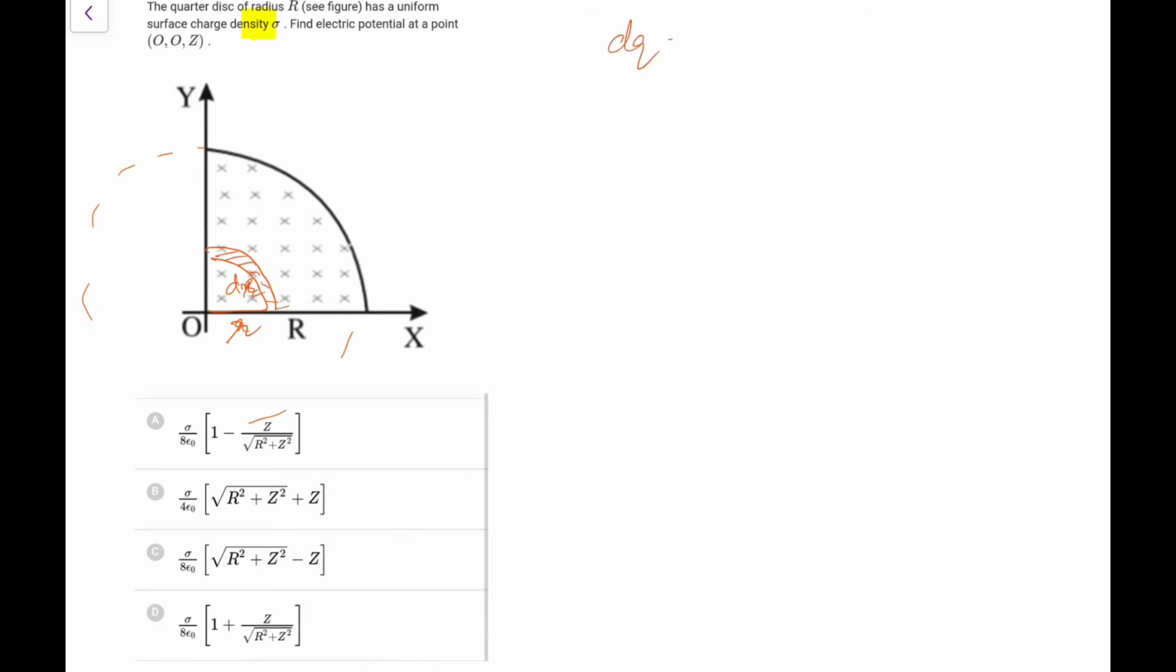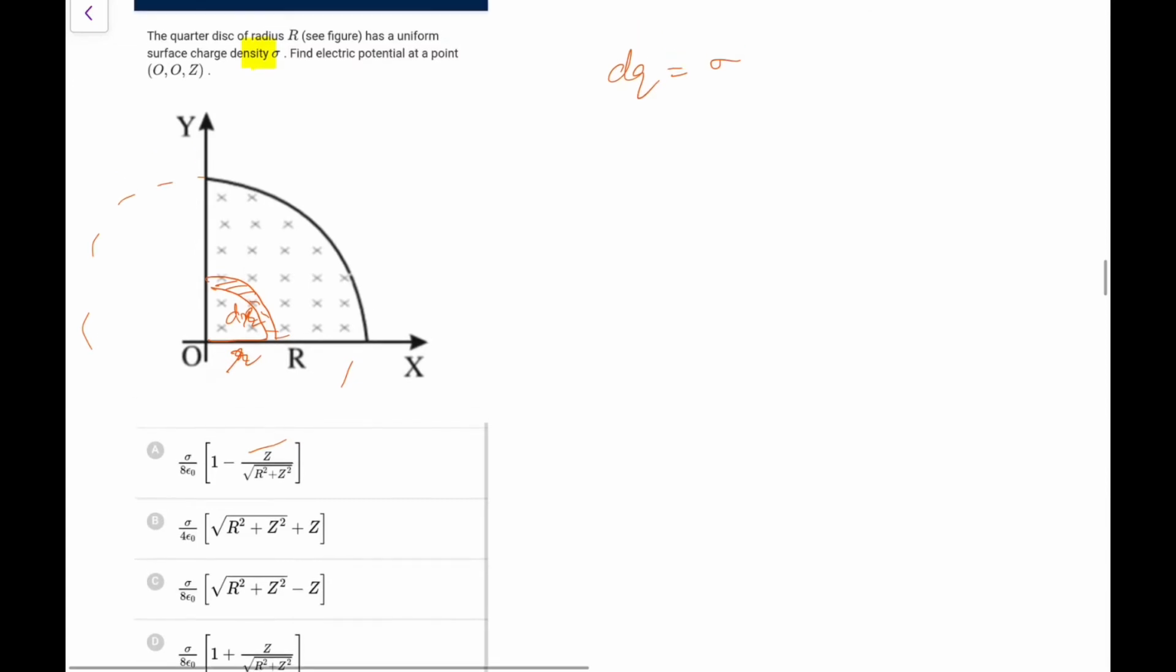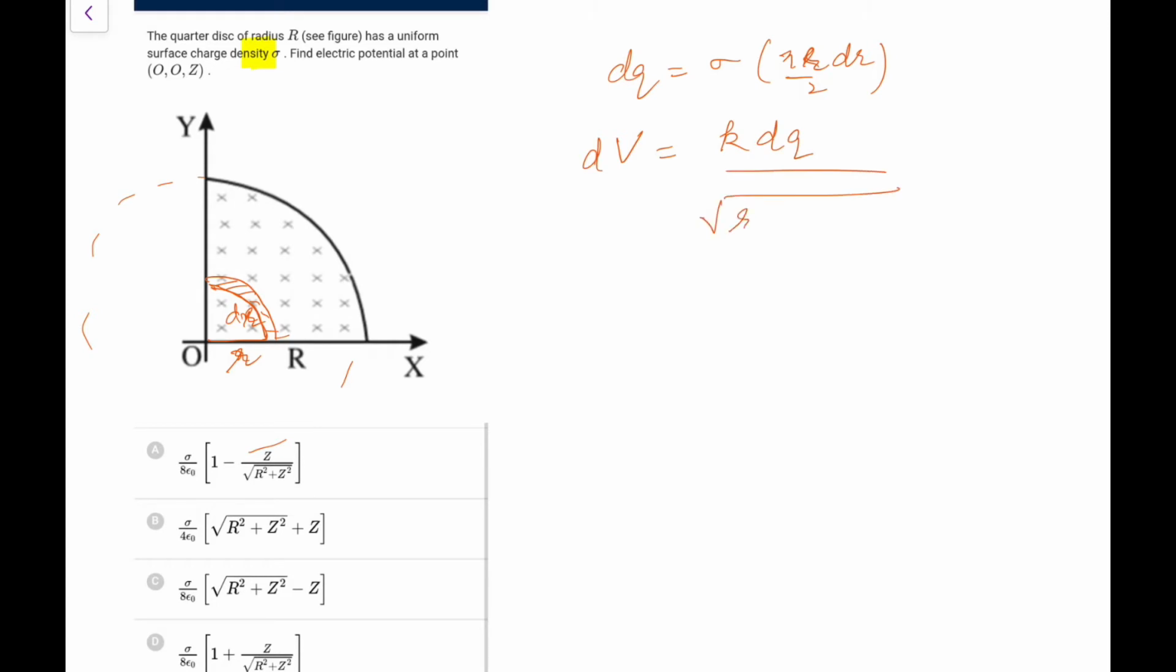So the charge dq that you will write is sigma into dA. dA would be, for a full ring, 2 pi r dr. So here the length is not 2 pi r, it is only pi r by 2, so small r by 2 into dr. So this is the charge. So the potential due to this dV, you will say is k dq by distance. Distance would be under root of r square plus z square.